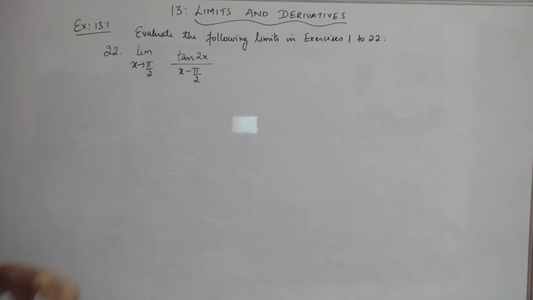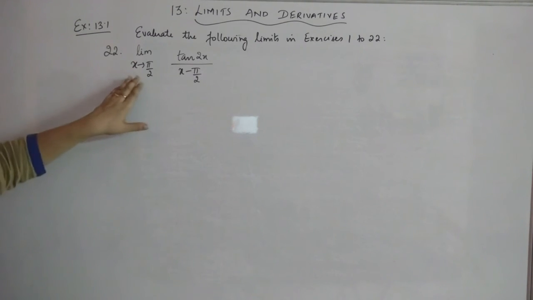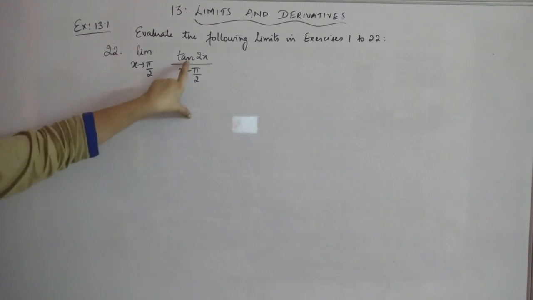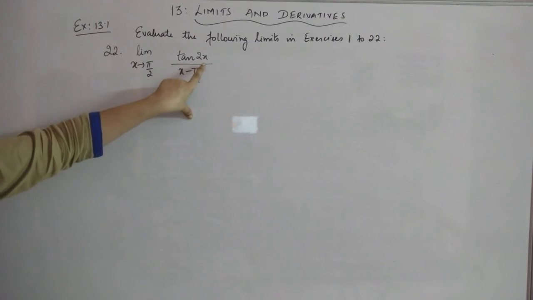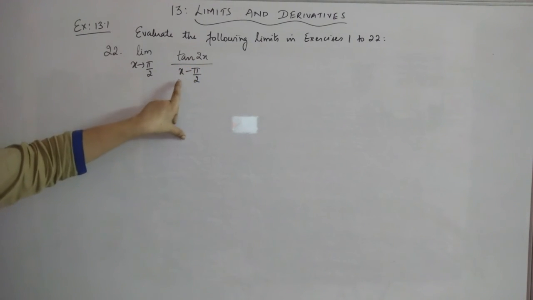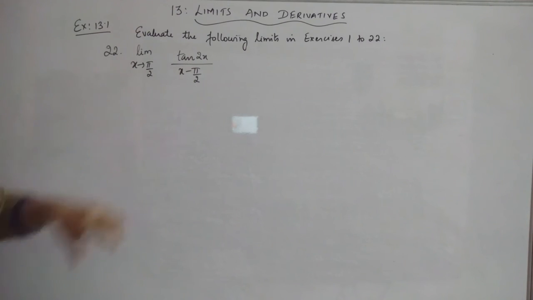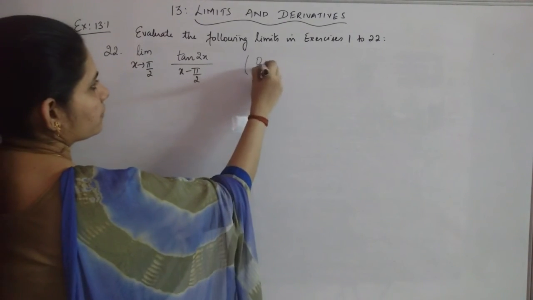Question number 22 is limit x tends to pi by 2 tan 2x by x minus pi by 2. So here when you replace with pi by 2, you will get tan 2 into pi by 2, which is tan pi, so that is numerator 0, denominator again is pi by 2 minus pi by 2, 0. So it is in the form 0 by 0.